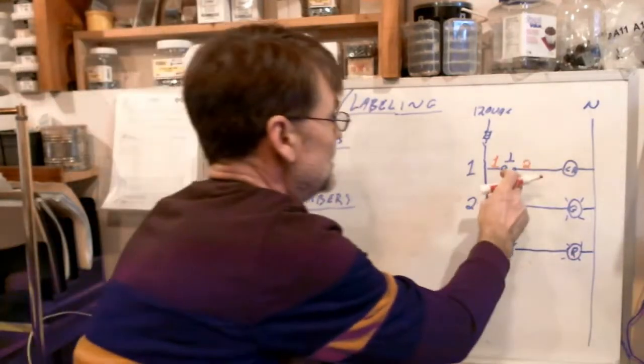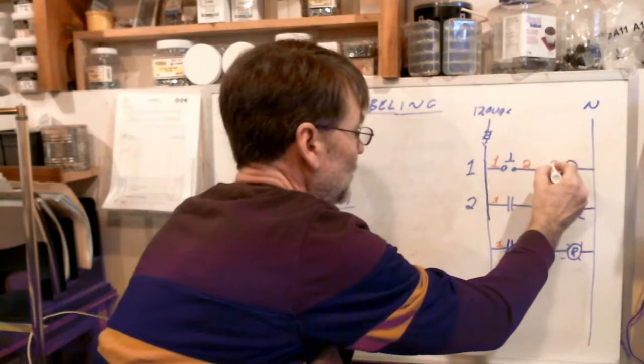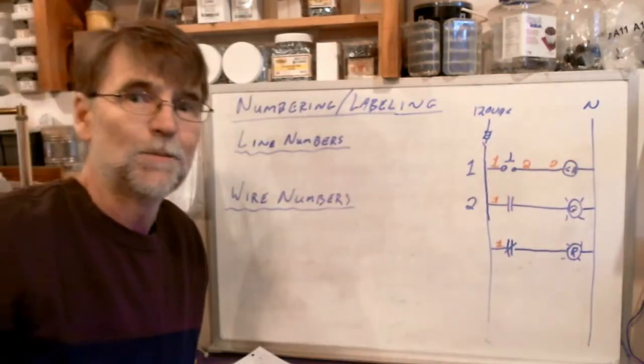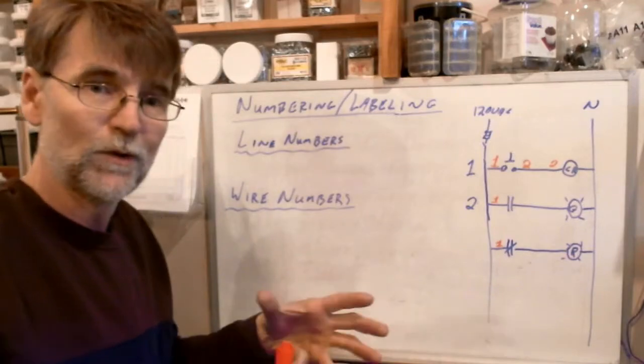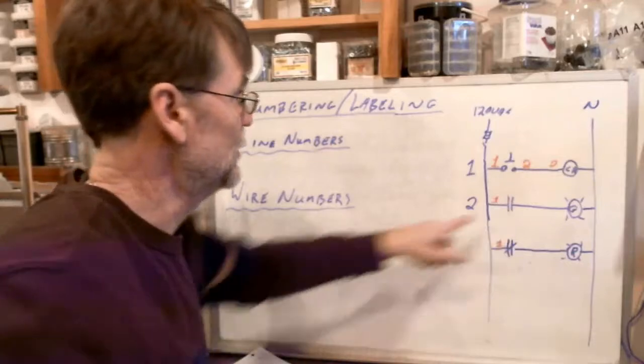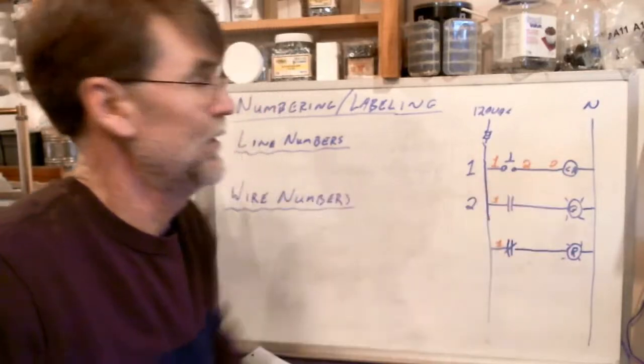Which means the other end of that wire here is wire number 2. On a small diagram like this, we probably only need to put that number on there once, but in real life, in your lab, you're going to have to do that at both ends of the wire so you can keep track of the wire here and the wire there.